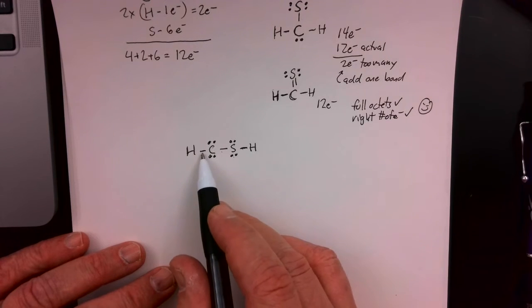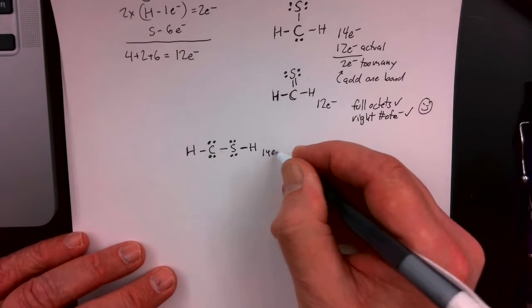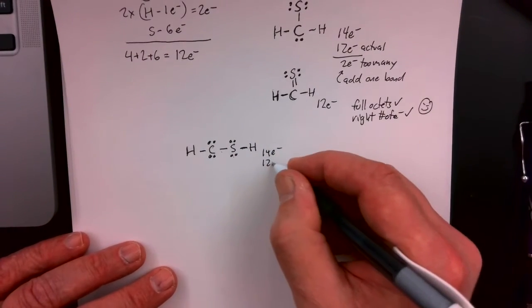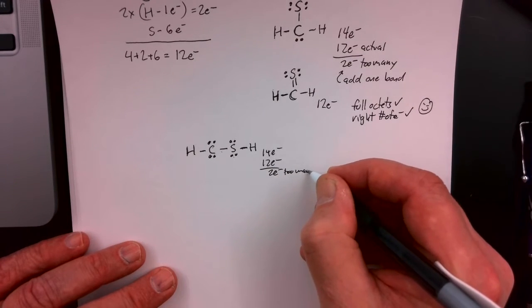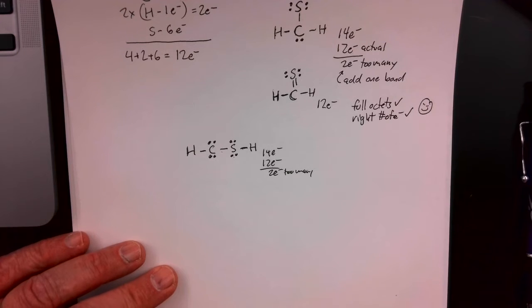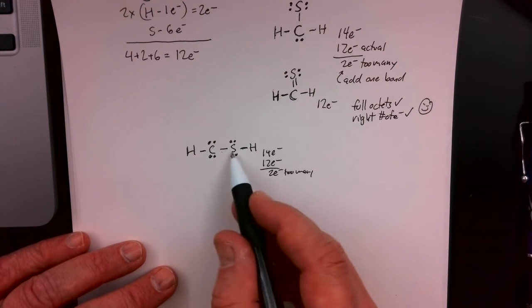Well, how many electrons have I used? 2, 4, 6, 8, 10, 12, 14. 14 electrons. Again, I can do my same analysis, 12 electrons, 2 electrons too many. Right, too many. And so what I'm going to do is add a bond. Well, I have to add it again between the carbon and the sulfur.